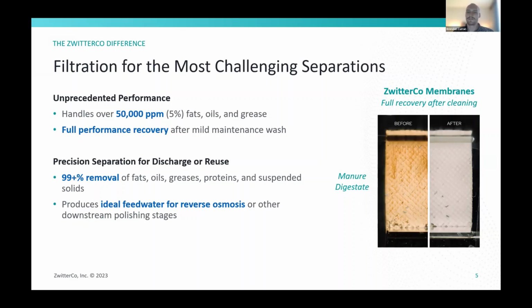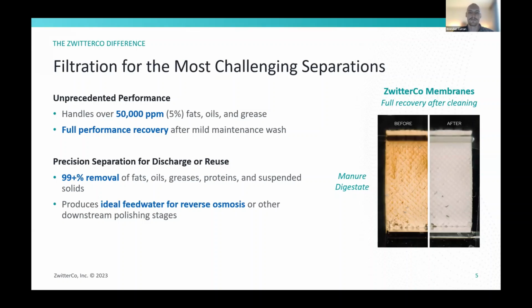In digestate, we have precision separation for discharge or reuse. A lot of the projects that we work on, they're trying to reuse the water, they're also trying to discharge it, and at the same time they're also concentrating a nutrient product. The way the process works is we'll be before a reverse osmosis. We take out the remaining fats, oils, and greases, proteins, and suspended solids, and then our permeate goes to the RO membrane. So we produce ideal feed water for RO because we're removing all those macrofoulants and remaining material that's in the stream.